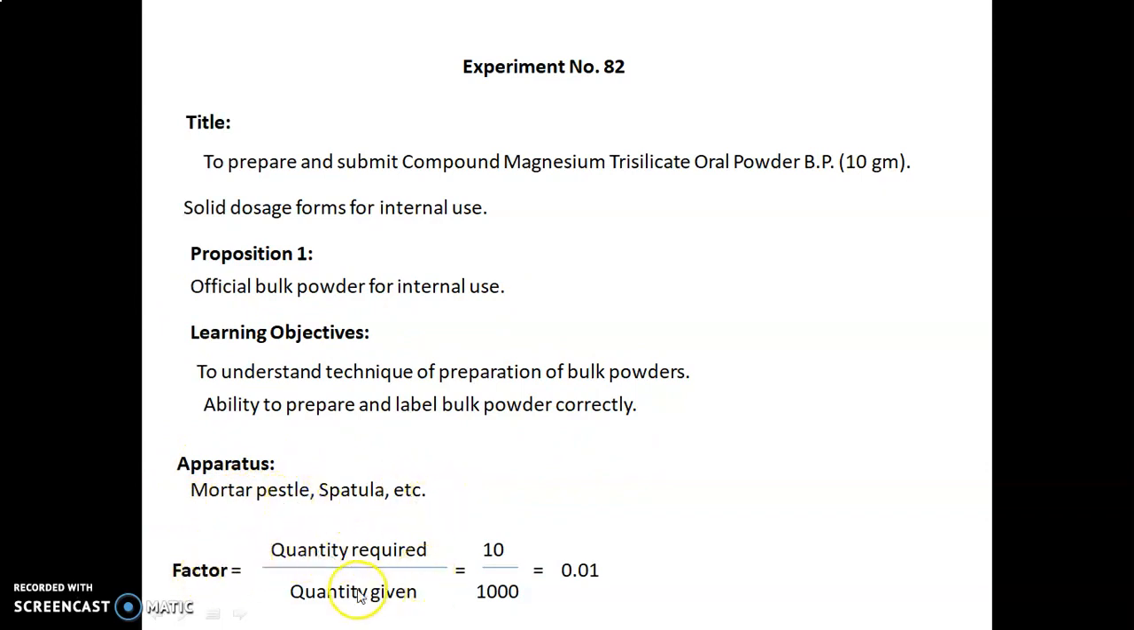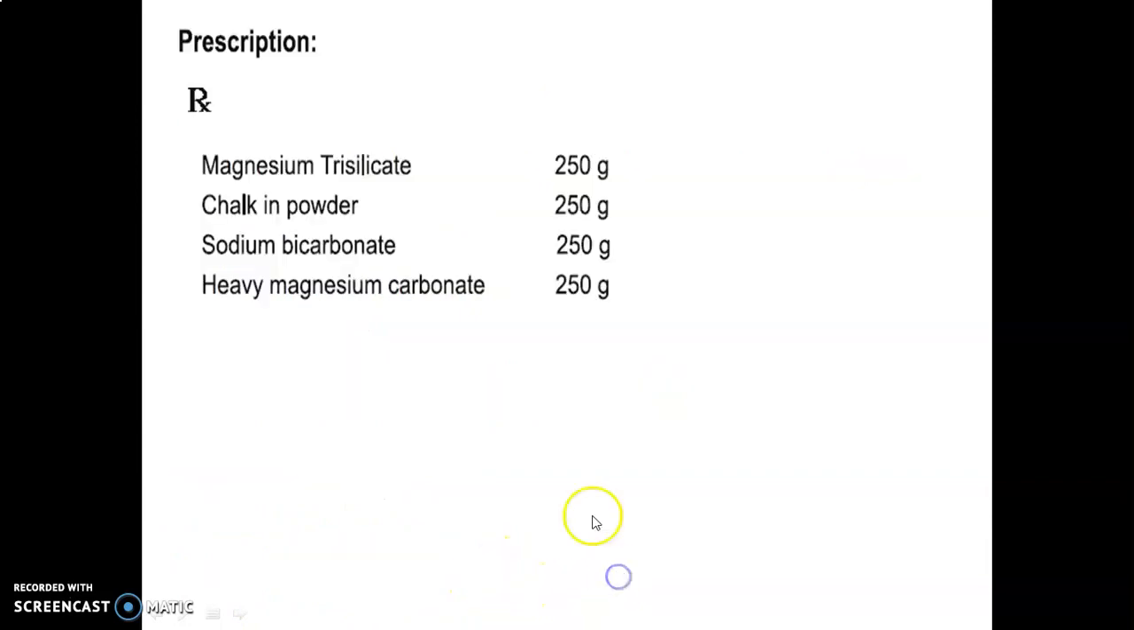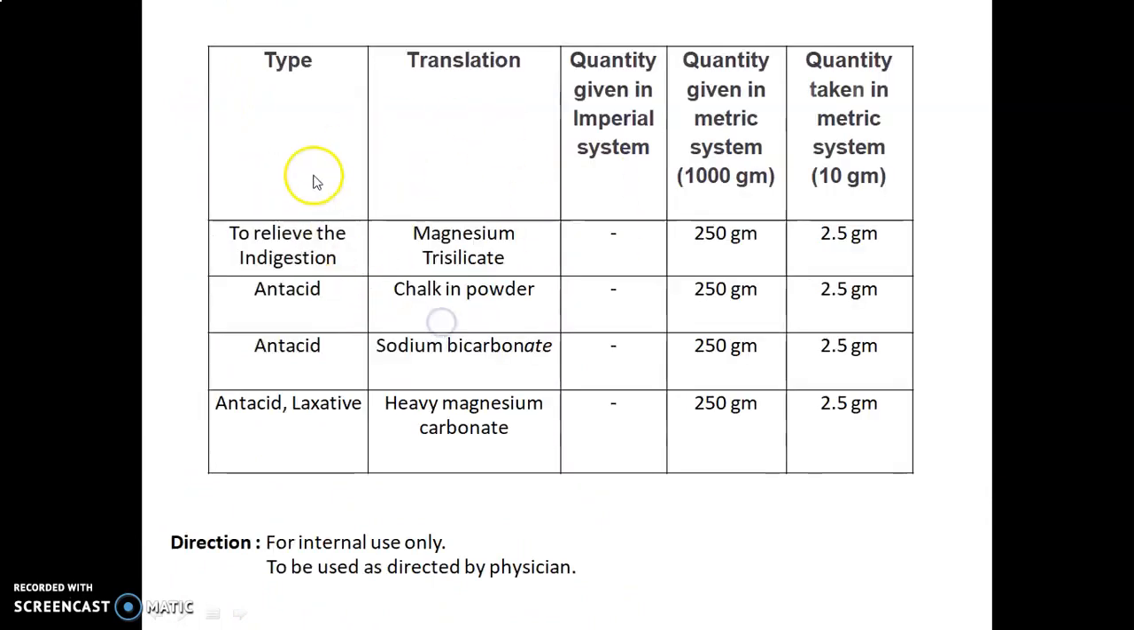Factor is calculated as quantity required upon quantity given, which is 10 upon 1000, that is equal to 0.01. This is the prescription, which is denoted by the symbol Rx. This is the prescription given over here. Let's discuss in detail the formula table. We have type, that is category, use, role of ingredient. Translation means the name of the ingredient. As there are no quantities given in the Latin terminology, there is nothing in this column. Quantity given in the imperial system, quantity given in the metric system for preparing 1000 gram, and quantity taken in the metric system to prepare 10 gram.